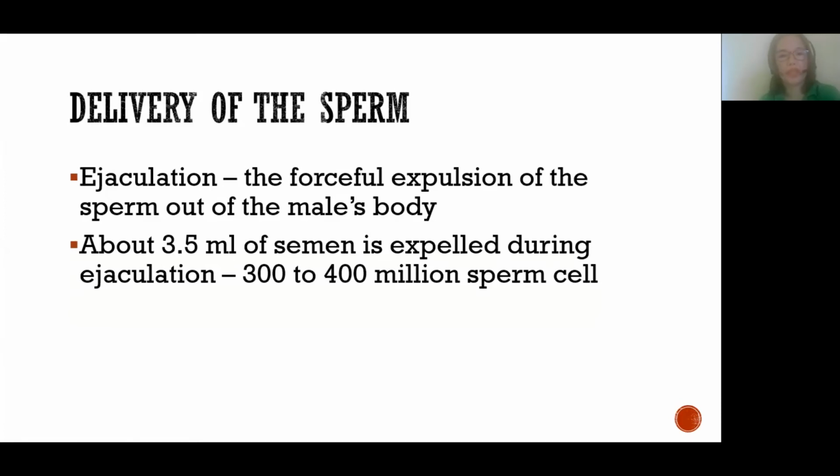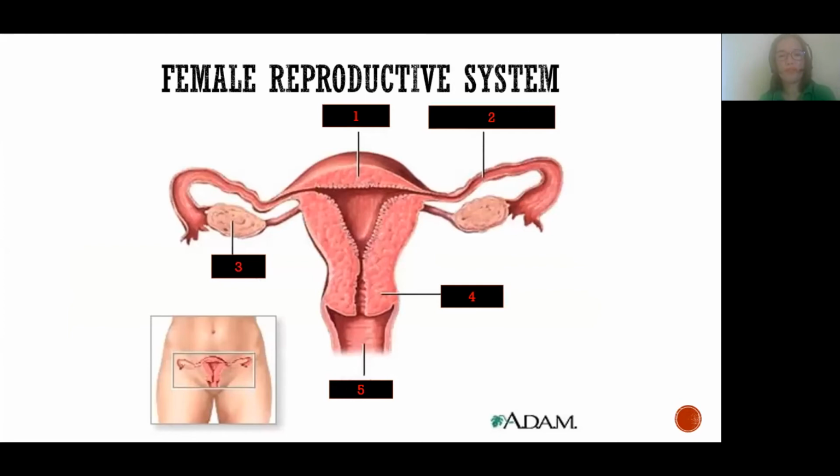Okay. Next, we have the female. Look at the diagram here, and again, I want you to label the parts. Try to recall when you were in grade 5, what have you learned about the parts of the female reproductive system? So I'm giving you 20 seconds to answer this.